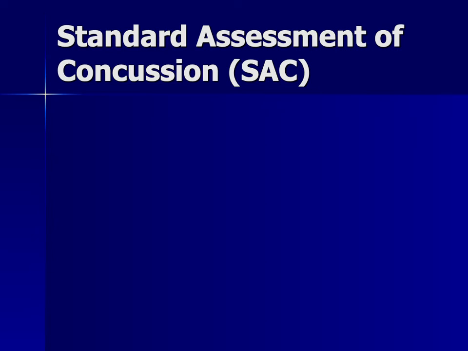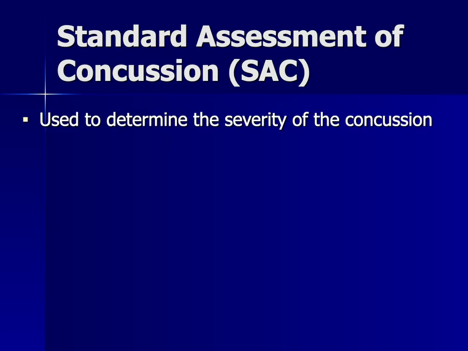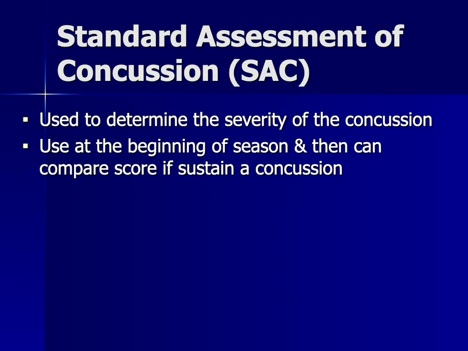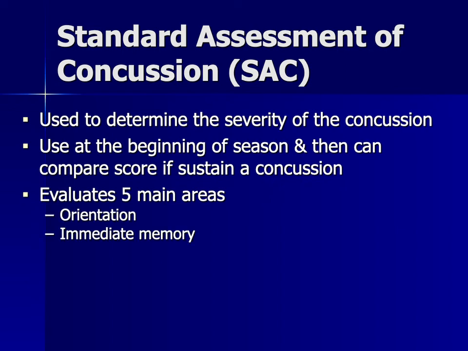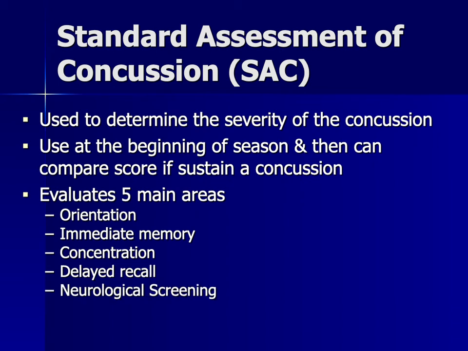I just want to touch on the standard assessment of concussion, or SAC test. SAC is used to determine the severity of concussion. We're going to talk about this one more in our lab. We typically will use some kind of measurement at the beginning of the season to develop a baseline measure, so we can compare that score once a person sustains a concussion, and then we can get them back to normal by the time they return to play. It covers 5 main areas: orientation, immediate memory, concentration, delayed recall, and neurological screening. Again, we'll talk about these in the lab.